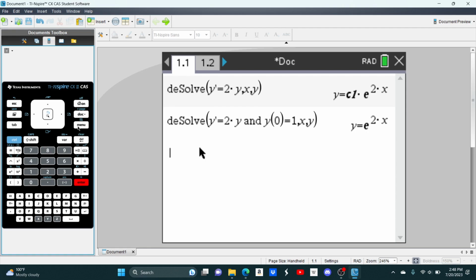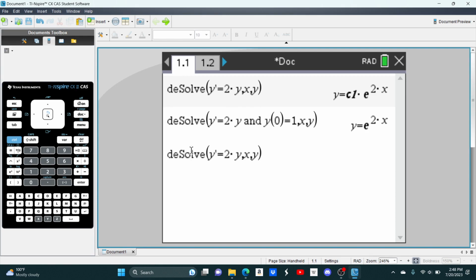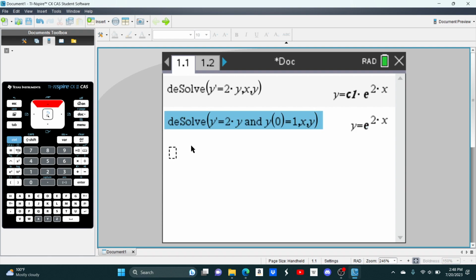For those of you that are using just the regular CX CAS, it should pop up like this. It will say DE solve and then parentheses. And then you type it in just like you see it right here. The way you get the "and" is you literally just type it out on your keyboard. There's not a special place to go to for that. You literally just have to type it out.